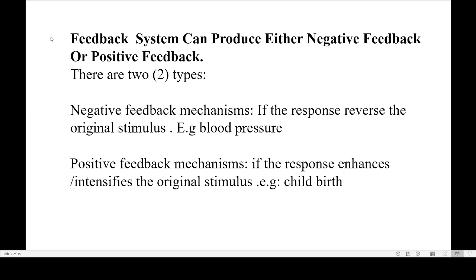Now, in our body, feedback systems can be either a negative feedback system or a positive feedback system. In a negative feedback mechanism, the response reverses the original stimulus. The best example here is blood pressure. In a positive feedback mechanism, the response enhances or intensifies the original stimulus. An example is childbirth.